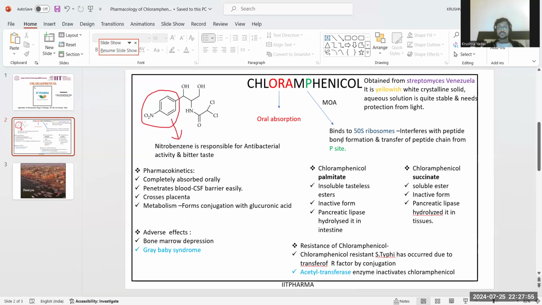From this slide, you have to highlight 3 to 4 key points. The take-home message from this video is that there are some basic points you have to remember. One is the oral absorption. It is obtained from the bacteria Streptomyces venezuelae. It binds to the 50S ribosomes at the P site. The most common adverse effect is gray baby syndrome. There are two forms, palmitate and succinate, and you can remember that succinate is the soluble ester form. And for resistance, the enzyme responsible for producing resistance to this chloramphenicol antibiotic is the acyl transferase enzyme.